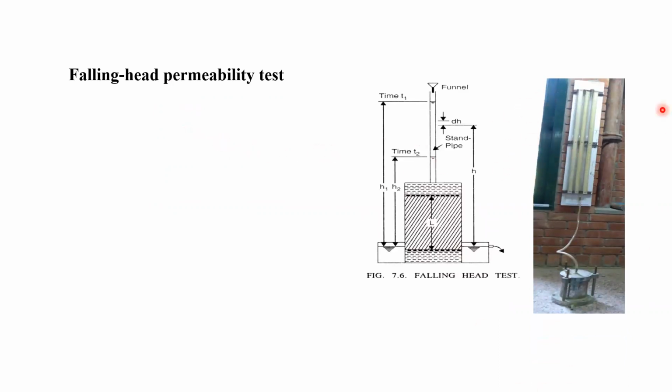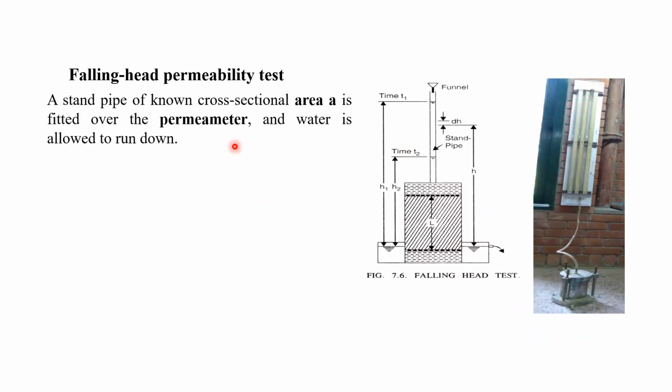This apparatus is available in our lab. Here it says that a stand pipe of known cross section. This is the stand pipe, made of glass, whose cross-sectional area is a small a. And over the permeameter, this is called a permeameter. Here also you can see this is a permeameter.